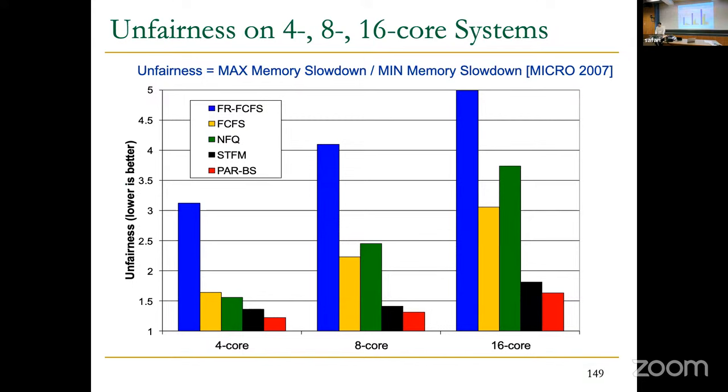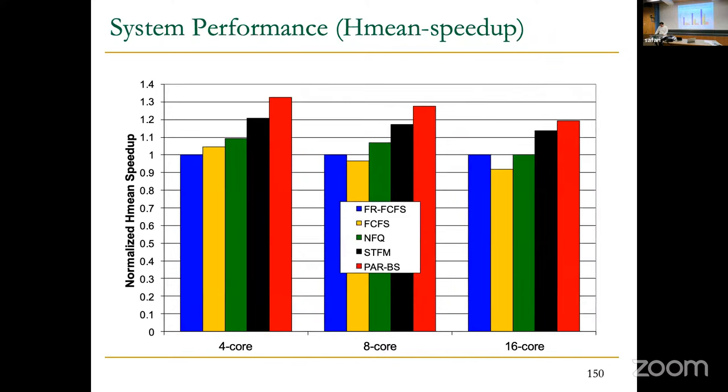They evaluated the performance, and here we're plotting the unfairness metric. This is the max memory slowdown divided by min memory slowdown. It's from the paper I presented before, the same metric. So lower on the y-axis is better, or more fair. In this case, PAR-BS is fair. It's actually the most fair on average across all workloads they executed, for all core configurations.